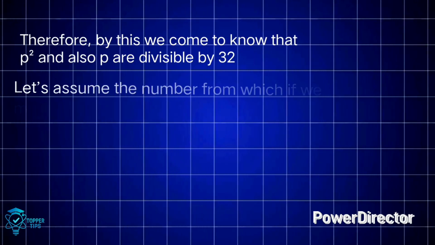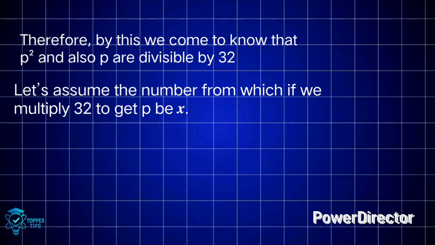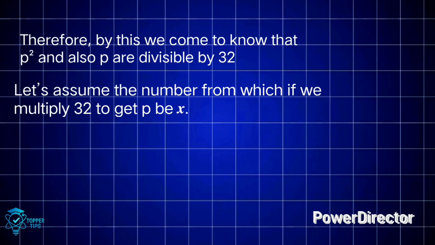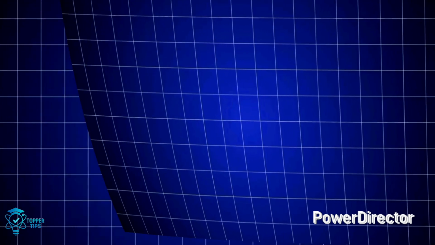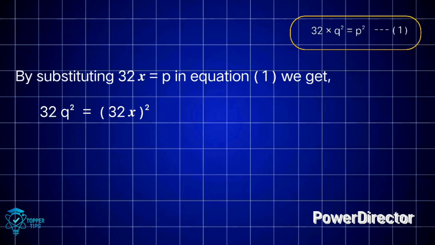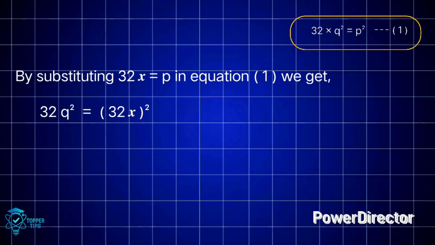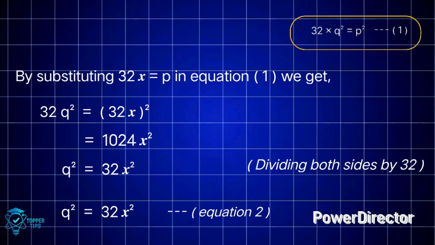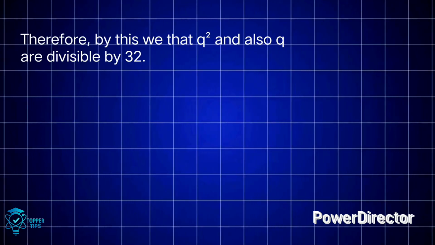Let's assume the number by which we multiply 32 to get p is x. Confused? Yes, you have to multiply 32 by a number to get p. Then let that number be x. Therefore, from this we get 32x equals p. Now let's put this value in equation 1. 32 q squared equals (32x) squared. 32 q squared equals 1024 x squared. q squared equals 32 x squared. Equation 2. Therefore, now from this, what is the question trying to tell you?